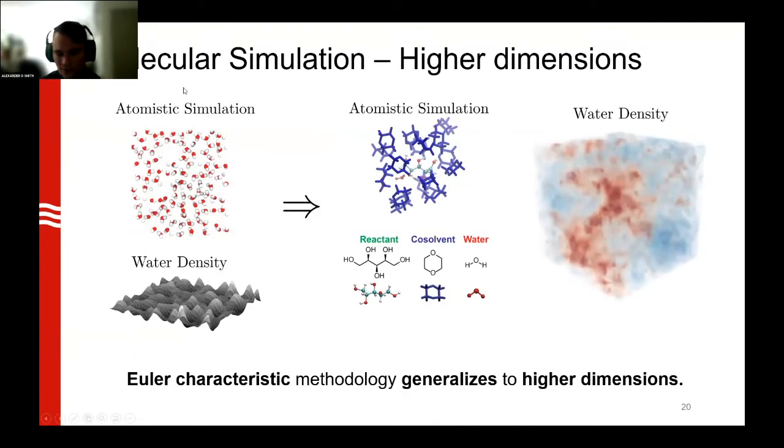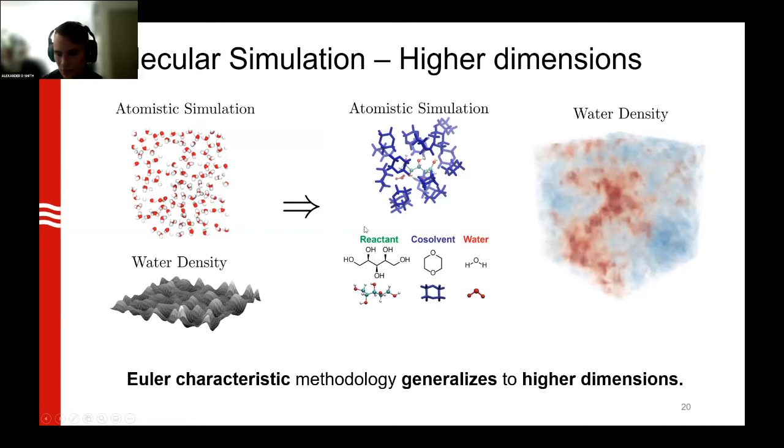And so something that we found really nice about these topological methods, and the Euler characteristic and things like that, is that these methodologies generalize to higher dimensions. We can do the exact same thing that we did in 2D to 3D without really changing the mathematics very much. And so again, here we have, from our SAM systems, these atomistic simulations, and then we have our water densities, which are on the bottom.